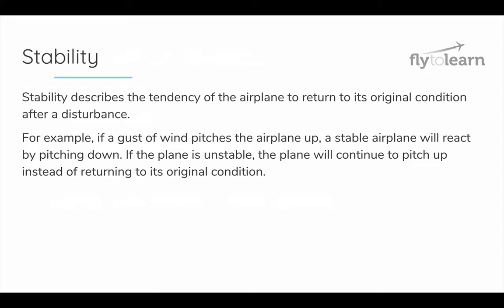So what is stability? Stability describes the tendency of an airplane to return to its original condition after a disturbance. For example, if a gust of wind pitches the airplane up, a stable airplane will react by pitching down. If the plane is unstable, the plane will continue to pitch up instead of returning to its original condition.